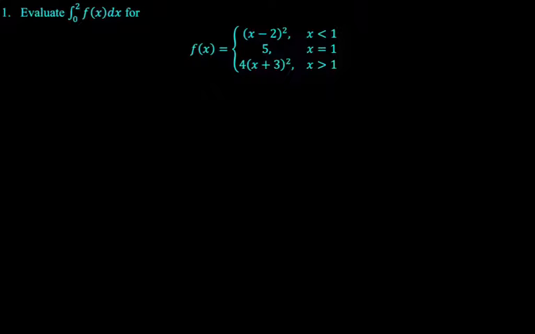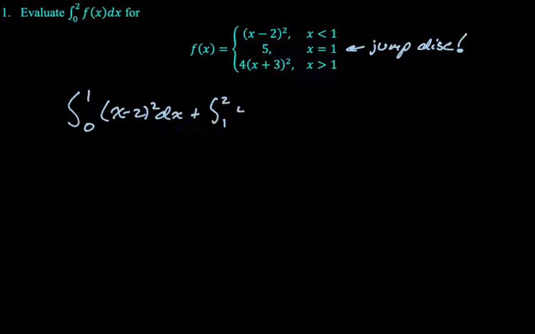So what we've got going on here is we actually just have a jump discontinuity at x equals 1. You can integrate straight across a jump discontinuity. You just have to break it up into separate integrals. So what we'll do is we'll go from 0 to 1, and then we'll go from 1 to 2. So let's do that. We're going from 0 to 1. When you are less than 1, you use the quantity x minus 2 squared dx, plus we're going to go from 1 to 2. From 1 to 2, you use 4, the quantity x plus 3 squared dx.